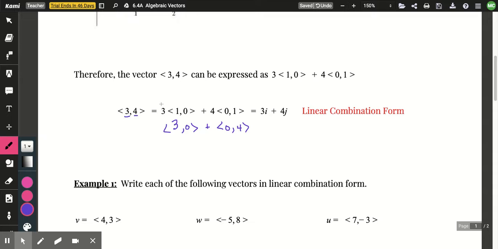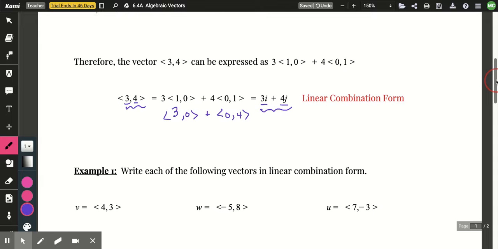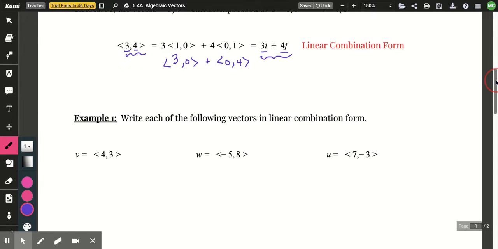But instead of writing it in this component form, we could write it using the linear combination form, using that shorthand i for the horizontal and j for the vertical. Now, this notation here actually makes it a little bit easier to do some other calculations. So that's why we have that one. It's easier to work with algebraically.